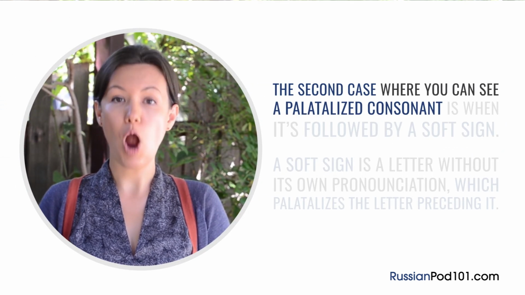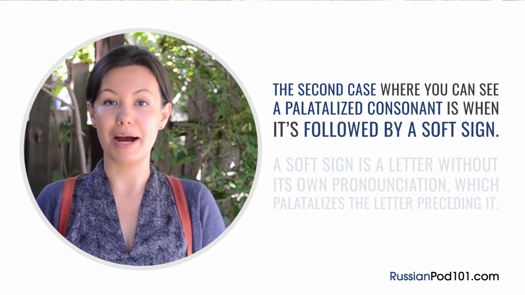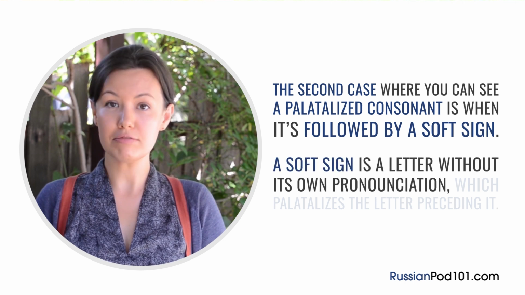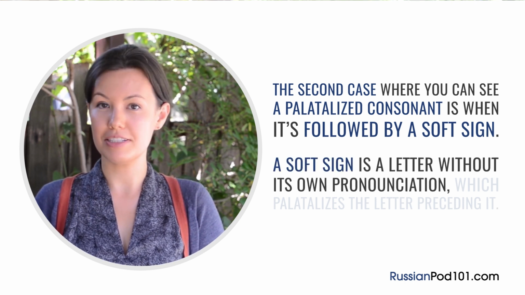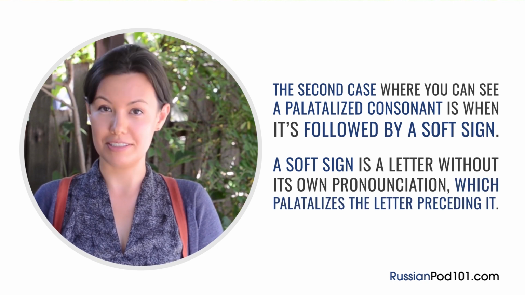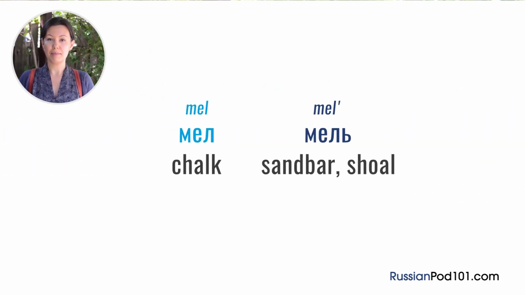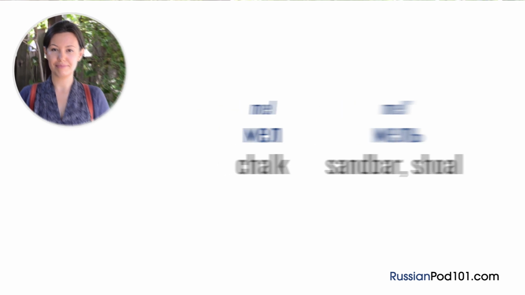The second case, when you can hear a palatalized consonant, is when it's followed by a soft sign. A soft sign is a letter without its own pronunciation. What this letter does is it softens, or palatalizes, the sound preceding it. Let's compare 2 words: мел, chalk, and мель, sandbar or shoal. Can you hear the softened l at the end of мель? That's what the soft sign does.